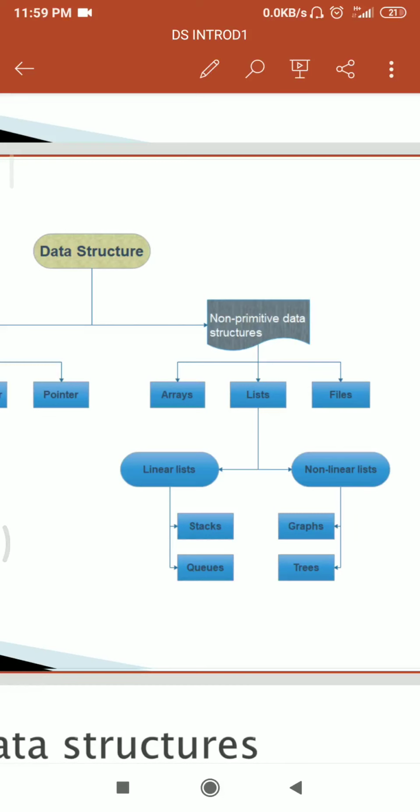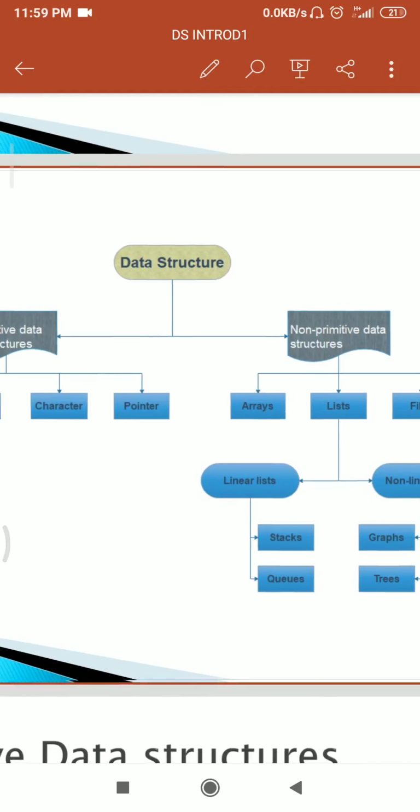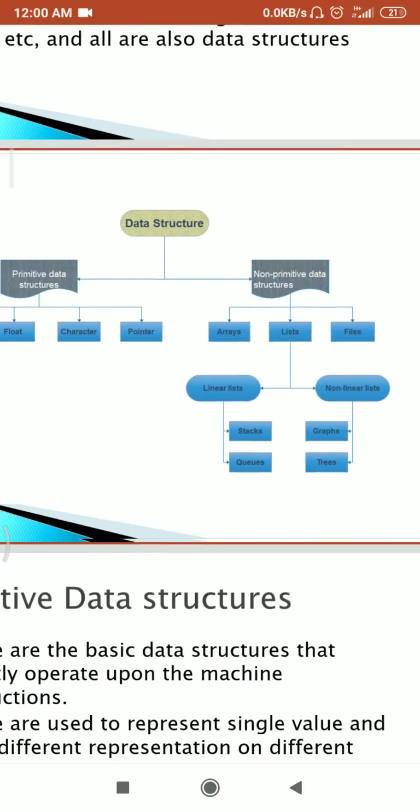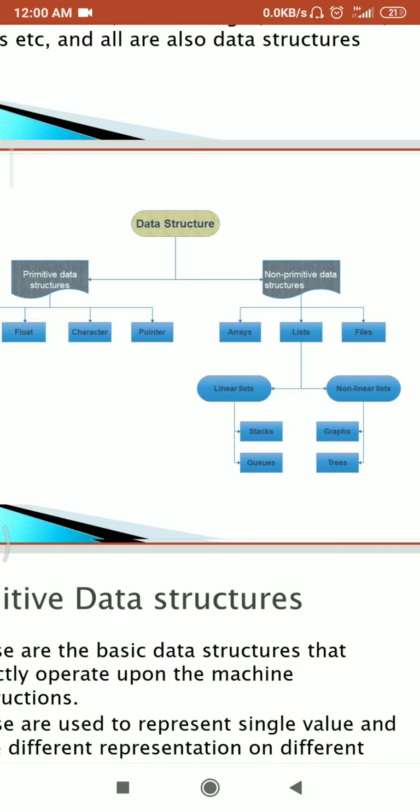At the same time, we have to know one more thing. I already discussed that data structure will be divided into two types: linear and non-linear. These non-linear and linear come under the non-primitive data structure. We will discuss all this. This is the basics of the data structure hierarchy. The data structure hierarchy is divided into two parts: primitive data structures, which somebody calls preemptive, and non-primitive data structures.